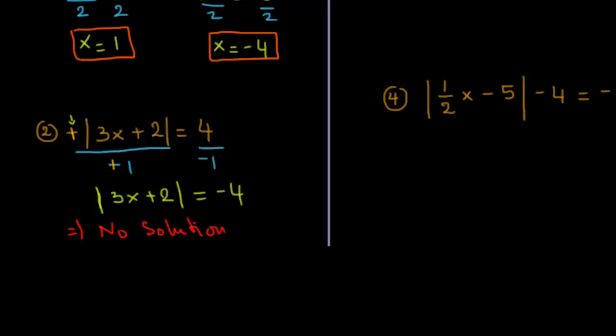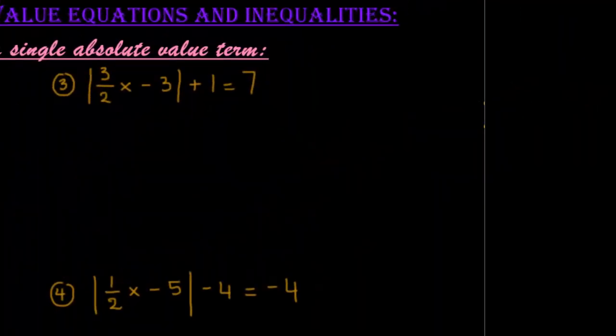Okay, now let's go over problem 3. On problem 3, you have the absolute value of 3/2 x minus 3, close absolute value, plus 1 equal to 7. As we know, we need the absolute value to stay by itself, so I need to subtract 1 on both sides, so that we have the absolute value of 3/2 x minus 3 equals 6.